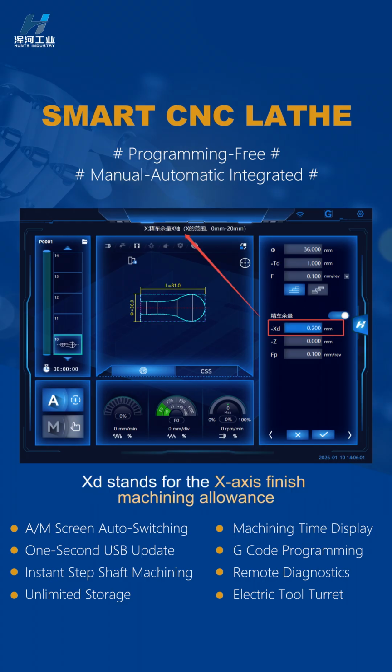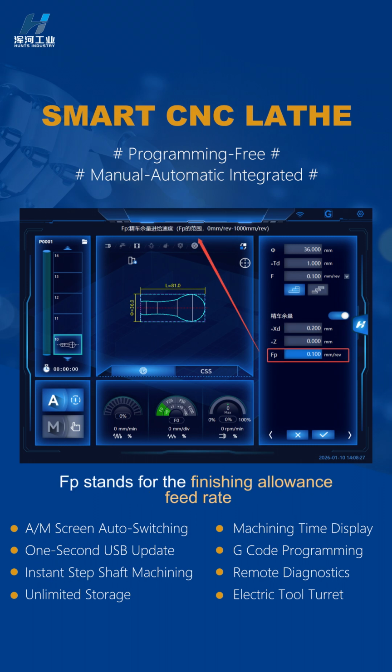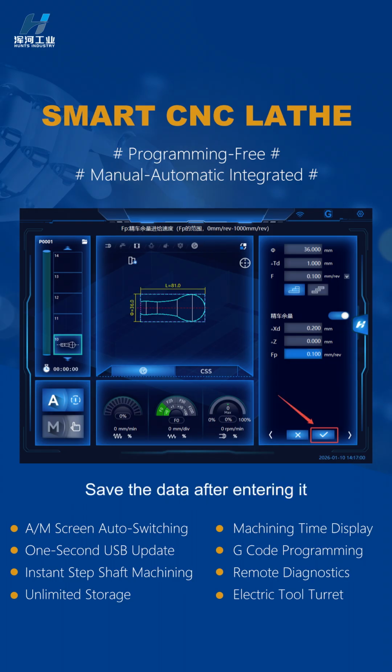XD stands for the X-axis finish machining allowance. Z stands for the Z-axis finish machining allowance. FP stands for the finishing allowance feed rate. Save the data after entering it.